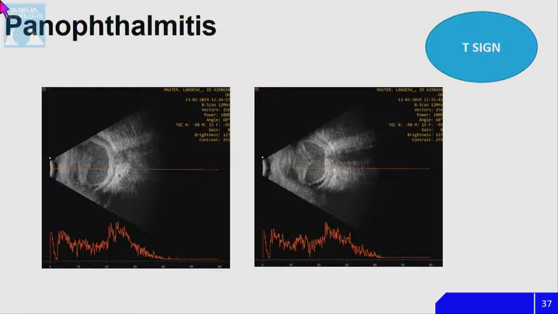So in panophthalmitis, the characteristic sign which we look for is subtenon widening or T sign. So this is an endophthalmitis with the T sign.